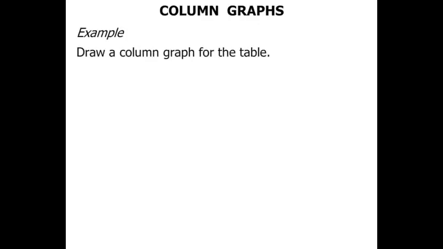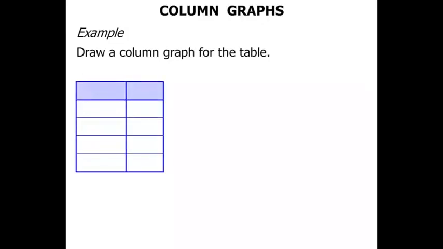Now in this lesson we do some work on column graphs. Example, draw a column graph for the table. The table we've got fruit, apples, bananas, pears and peaches, and the tally. There's various tallies for each of the fruits there.